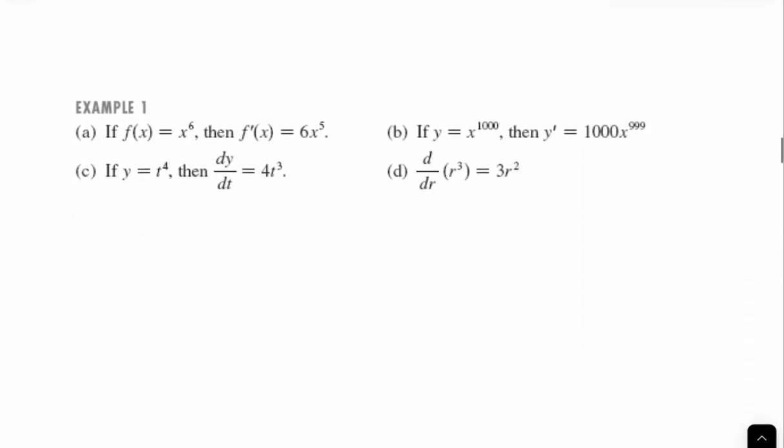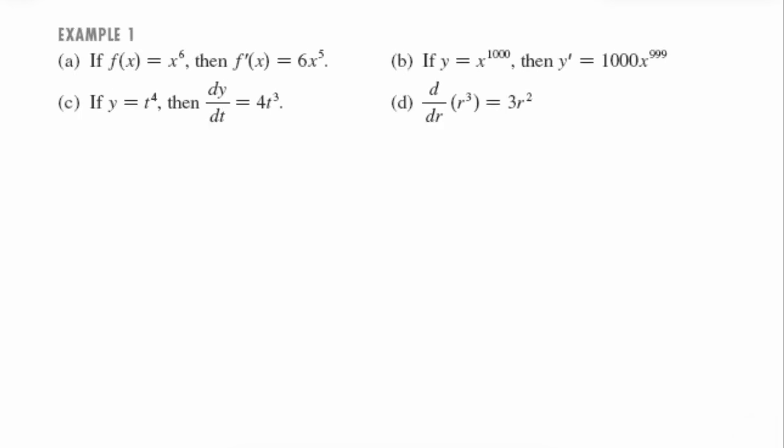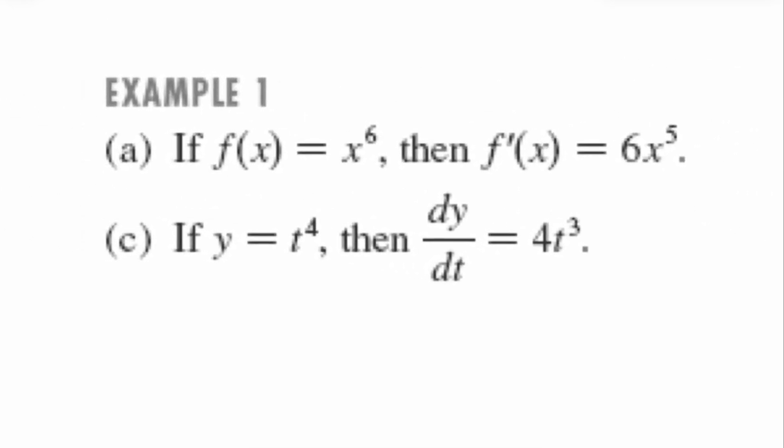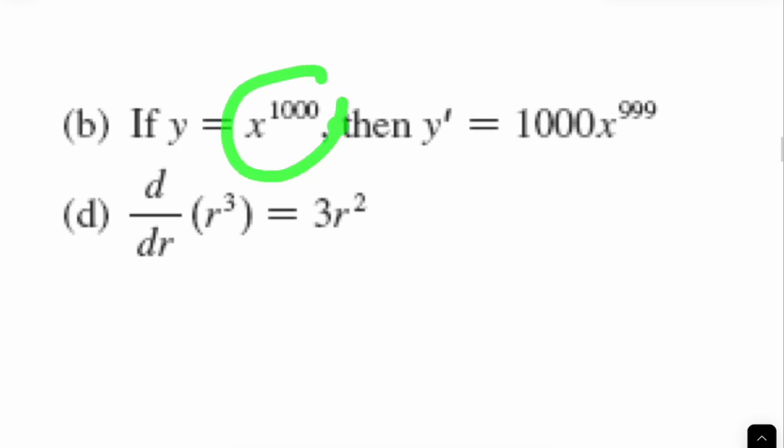So let's look how easy these are. Let's look at A and C. If we want the derivative of x to the 6th, just drop your 6 down in front, power goes down by 1. The answer is 6x to the 5th. T to the 4th, 4t cubed. See how easy that is? Now, it doesn't even matter if we have powers that are disgusting like 1,000. Drop the 1,000 down in front, power goes down by 1. We could not do that with the formula. We just couldn't.